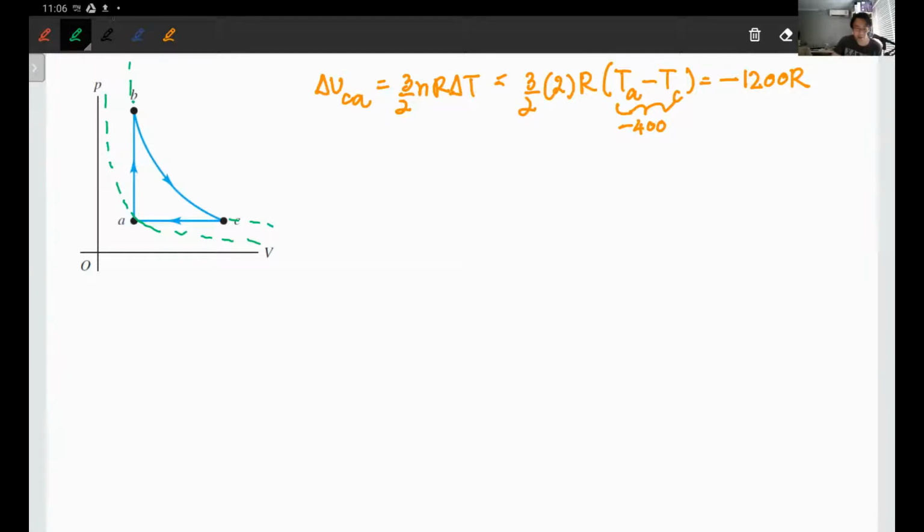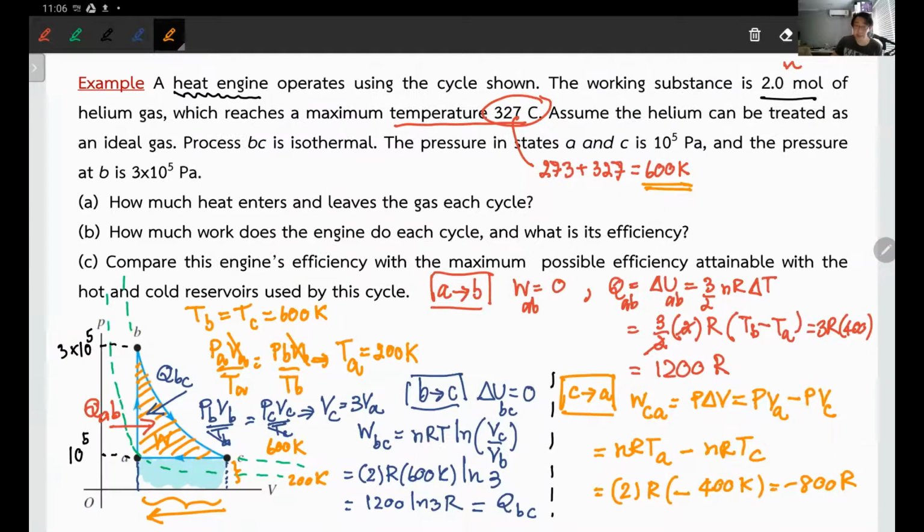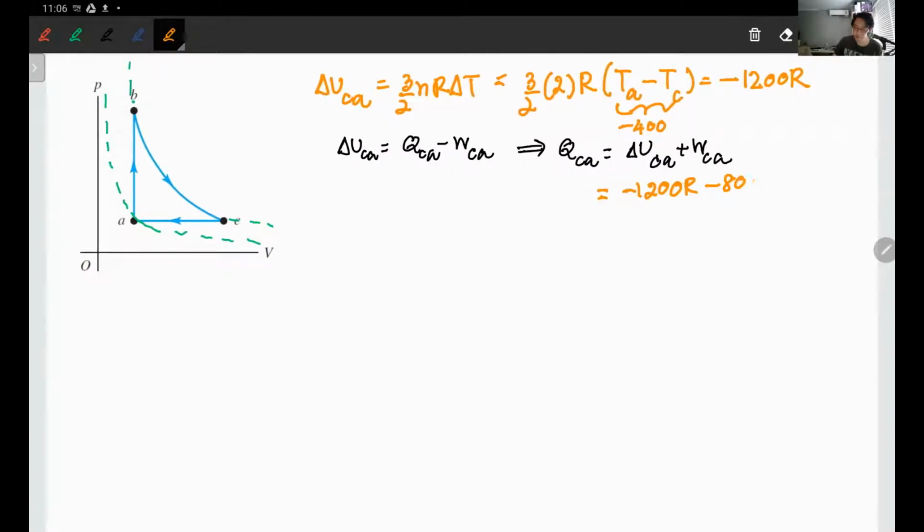Okay, and that's it. Once again, from the first law of thermodynamics, delta U equals Q minus W. So you can figure out that the Q from C to A is just the sum of the internal energy change and the work done. Very nice. So all you need to do is add those two together. Negative 1200R and negative 800R. So the total is negative 2000R. Cool.